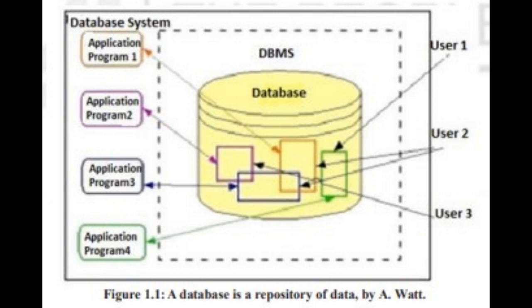1.2 Objectives. Upon completion of this unit, you should be able to describe what a database is and how it functions. Outline various properties of a database. Explain the roles of different database end users. Compare and contrast the different databases based on their classification.